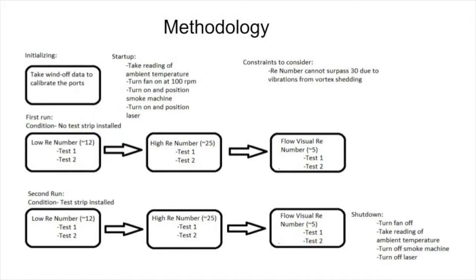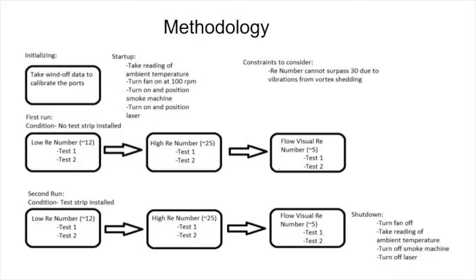Before data is recorded for the low Reynolds number, the person who is responsible for the camera positions the smoke machine at the inlet when the fan is running at 100 RPM, and the smoke machine stays there for all runs. After the position of the smoke machine is determined, the person responsible for the laser will locate the best position to use the laser.